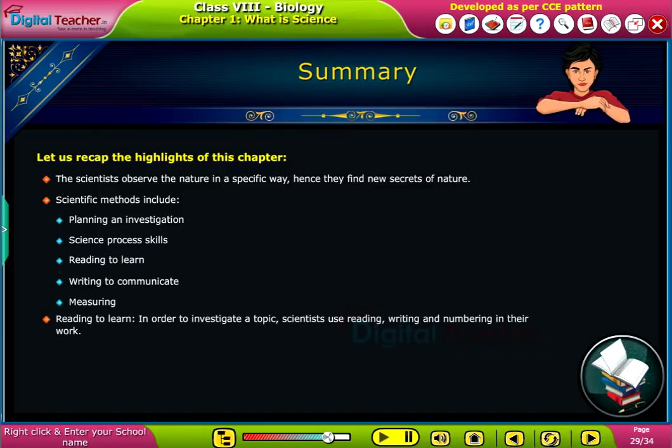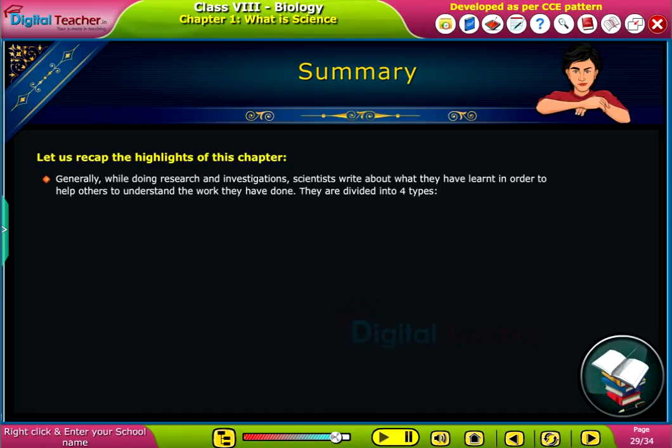In order to investigate a topic, scientists use reading, writing, and numbering in their work. Generally, while doing research and investigations, scientists write about what they have learned in order to help others to understand the work they have done. They are divided into four types: informative writing, narrative writing, expressive writing, persuasive writing.